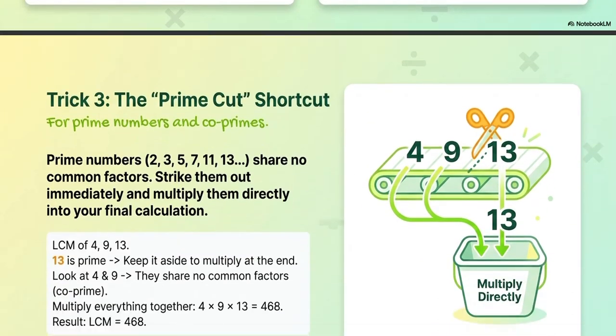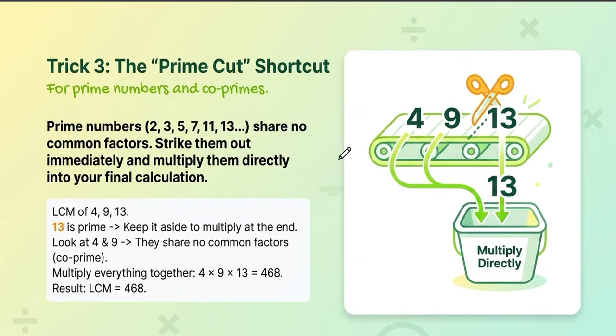Now look at the third trick, that is the prime cut shortcut. We apply trick number 3 whenever your question contains a prime number. So what are the prime numbers? 2, 3, 5, 7, 11, 13 and so on. Prime number means what? It has only two factors, 1 and the prime number itself, no other factors.